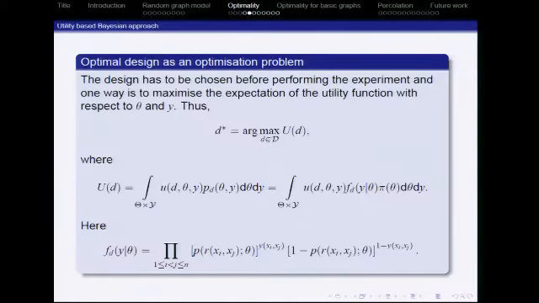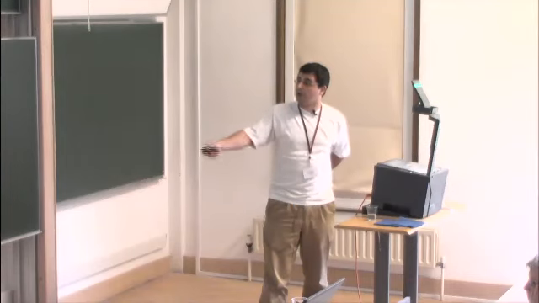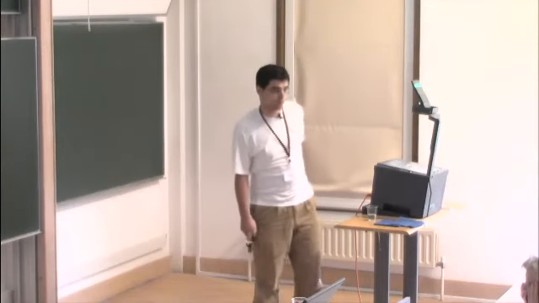And this is our setup, optimal design as an optimization problem, where we look for d star, which maximizes the expected utility, this integral in the joint space of y and theta. Of course, this is our model or likelihood function.